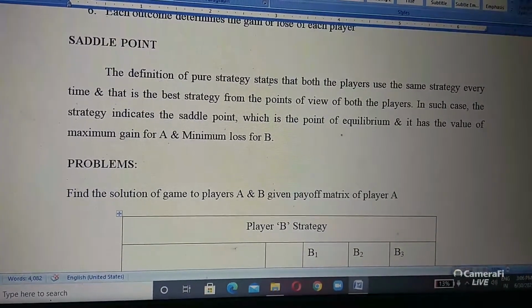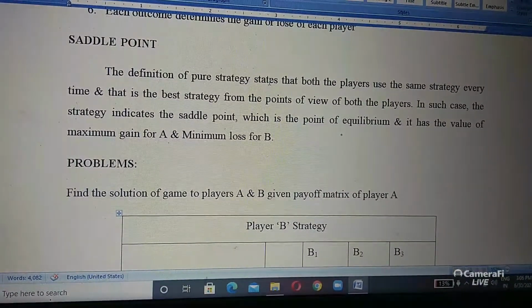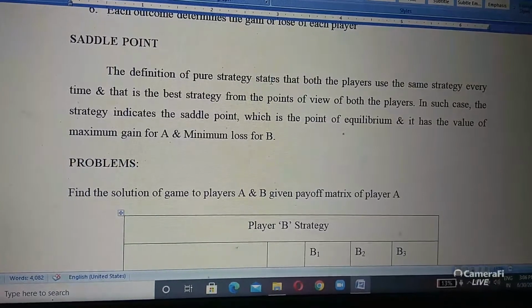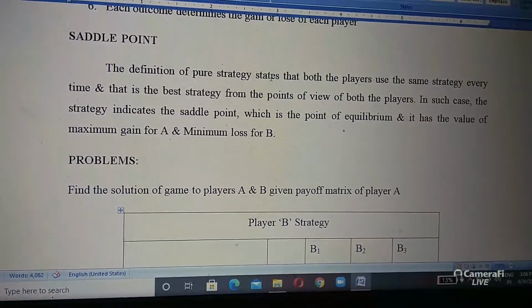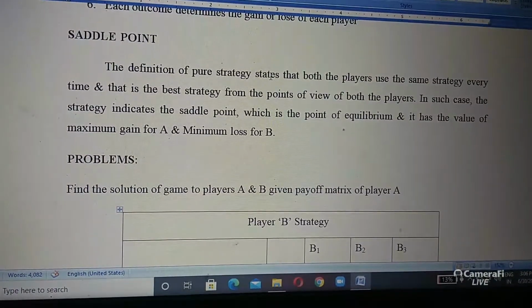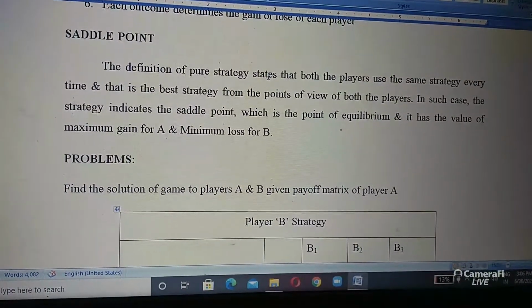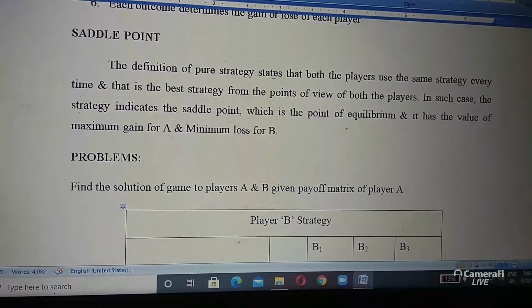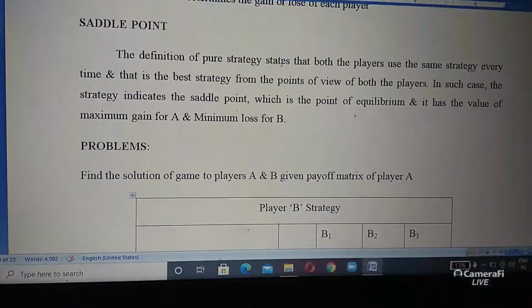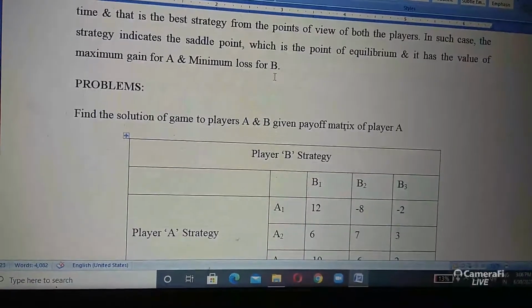Here always these two teams try to gain maximum profit and try to minimize the loss. Meanwhile, the maximum gain of A is there, but here the chance of minimum loss for B will be there. Okay, the next one, a small problem is there.